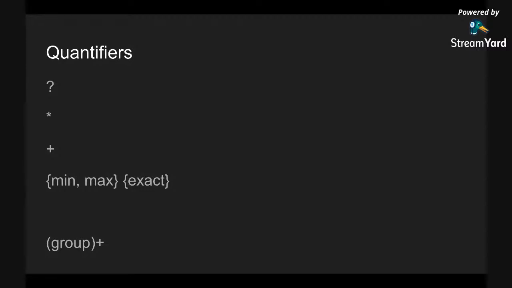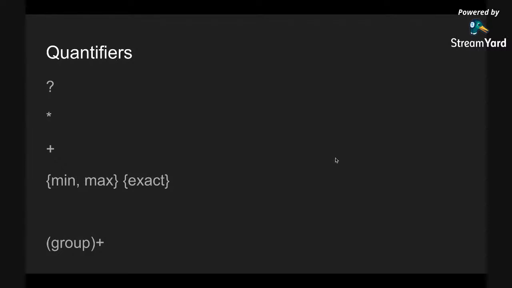The plus sign is 1 or more, so at least 1 occurrence, and then you can use numbers in curly brackets to specify exactly how many times, either a range, so with a comma between, or a particular number. So for example, if I did open curly brackets, 2,5, and then close the curly brackets, that would be at least 2 but no more than 5 of the thing that I'm specifying. And when you have a group in parentheses, you have to put the quantifier outside the group to make it apply to everything within the group.